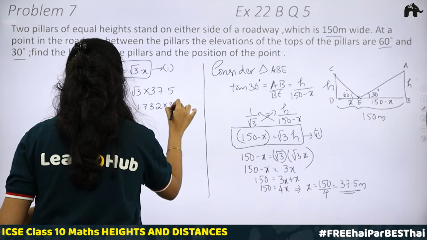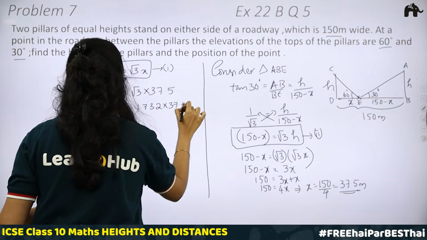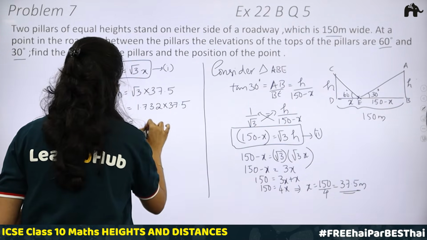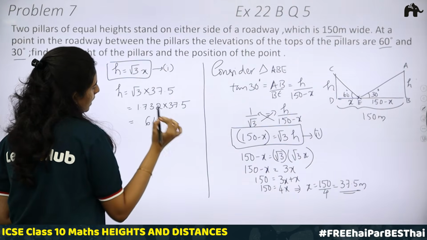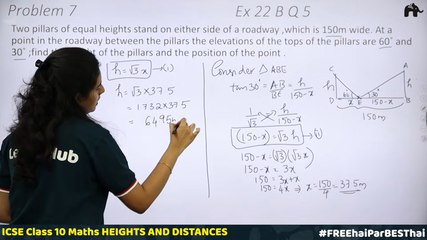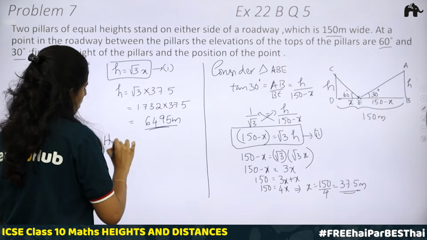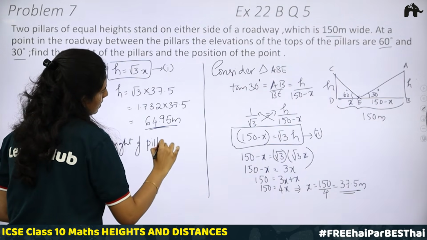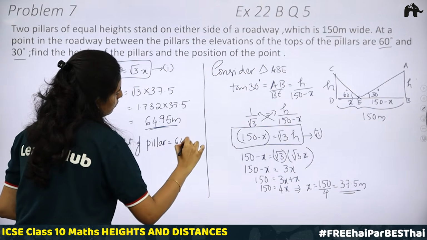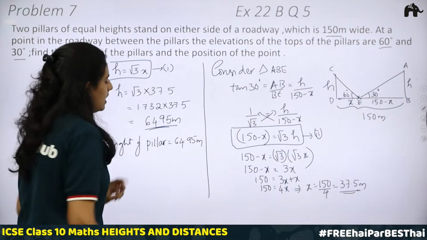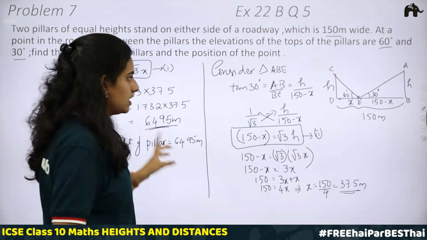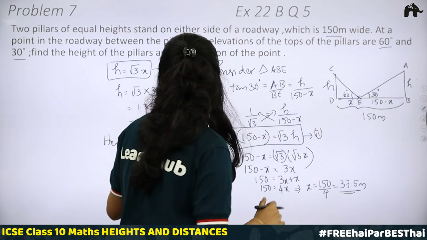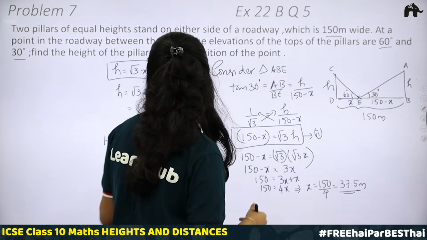1.732 into 37.5. Okay. On multiplying, we will be getting 64.95 meters. Therefore, height of pillar is equal to 64.95 meters. If the height of pillar is 64.95 meters, the second part of the question is we have to find the position of the point.